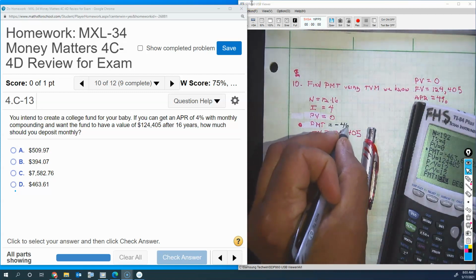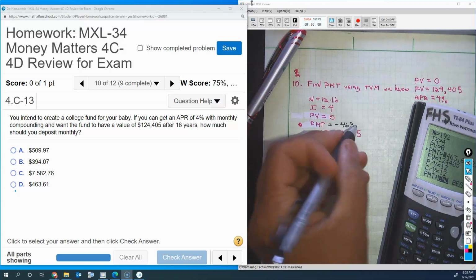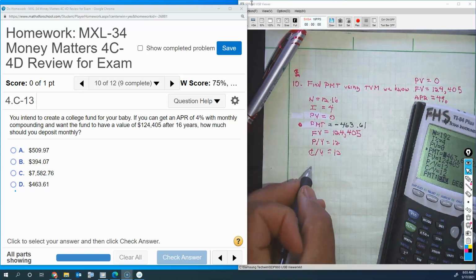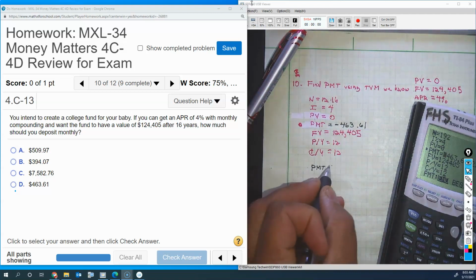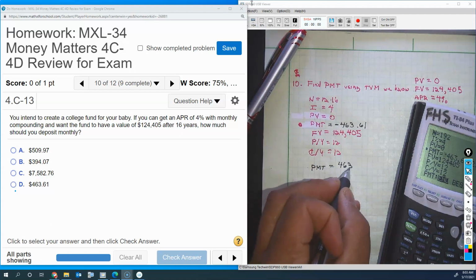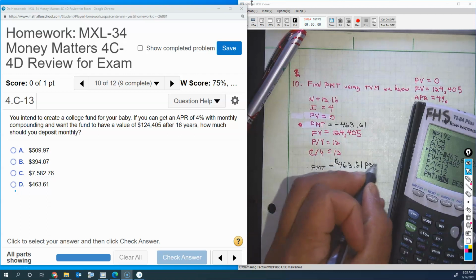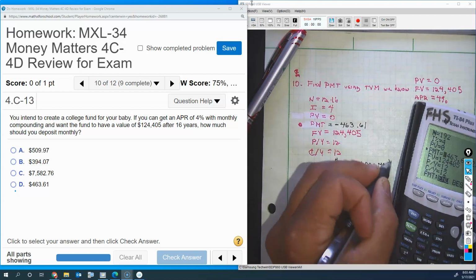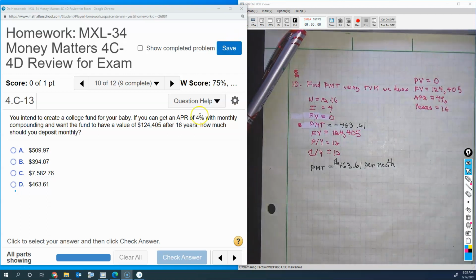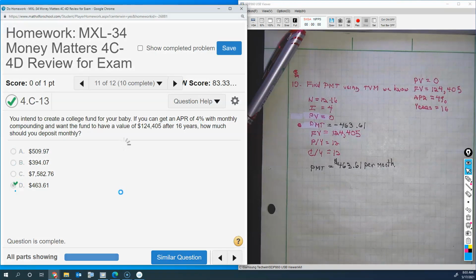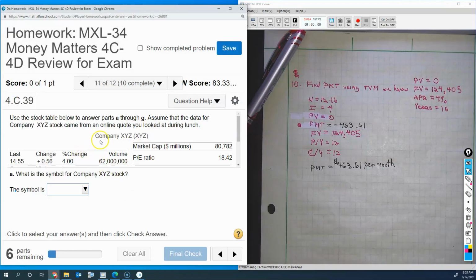Negative 463.61 per month. Check answer. Good.